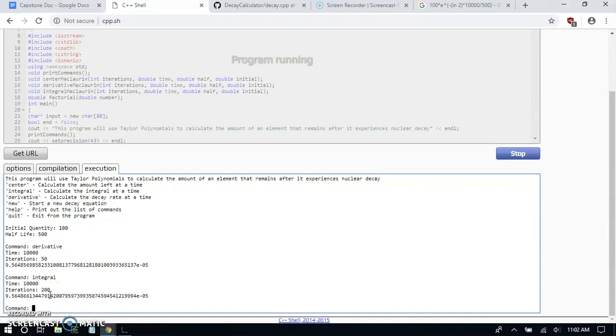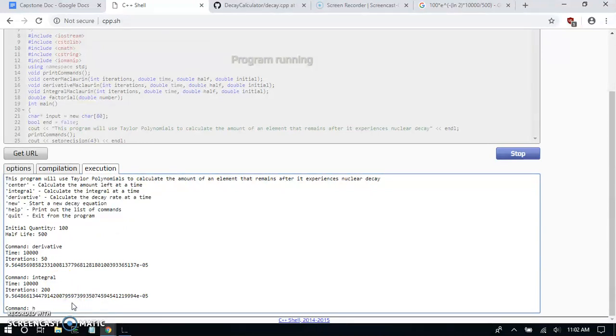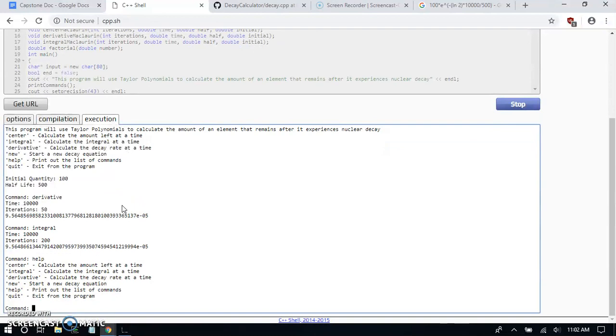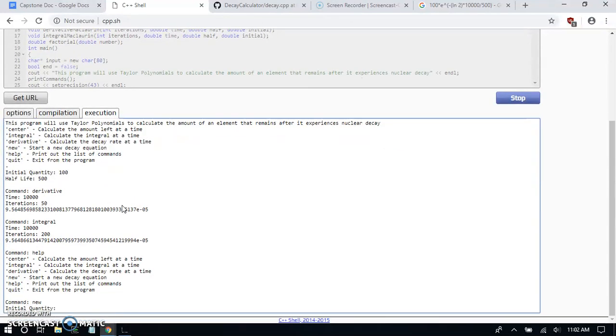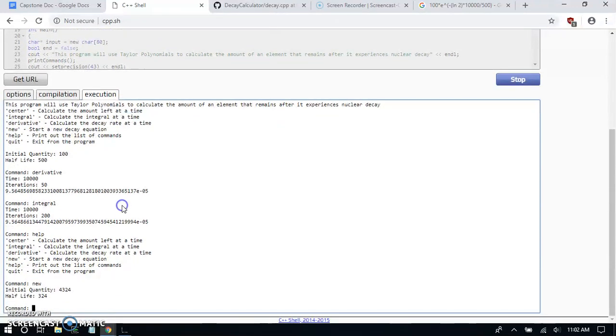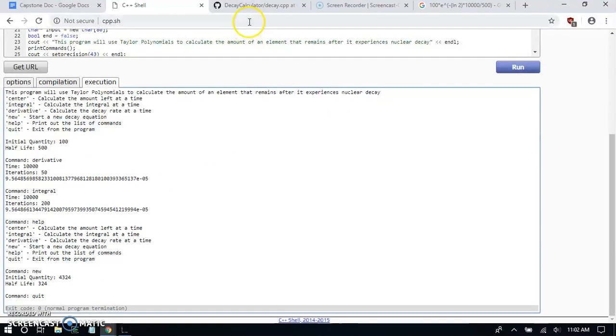So then all the commands are up here, and if you ever want to create a new one, or you're confused, or don't remember the commands, you can just type help. To start a new equation, type new, and I guess we have to input stuff now. And then when you're done, you just type quit, and that exits the program.